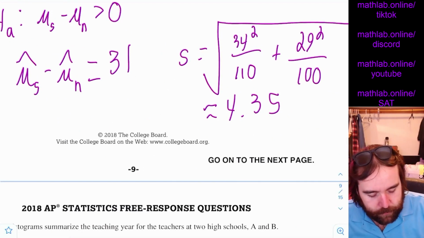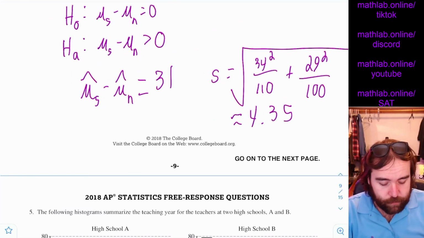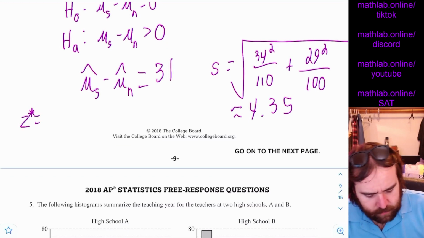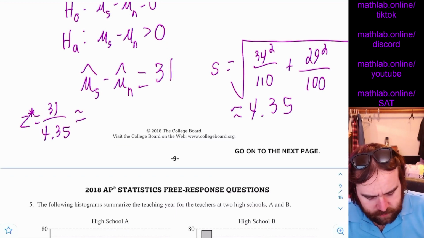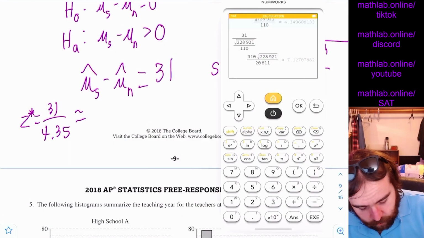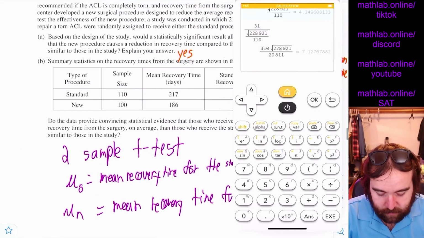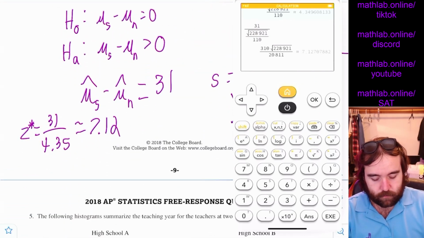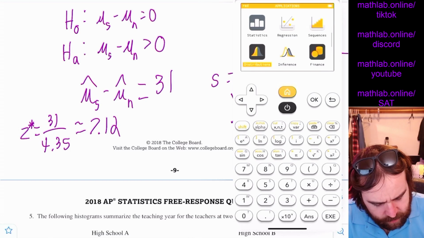And then so now, what do we need to do? We need to do 31 divided by that so we can find the z-score. So we say z star, I think you're supposed to do, is 31 over this 4.35, which is approximately 7.12. Whoa. 7.12. I guess it's a lot. Yeah, it's a lot. The z-star is massive.